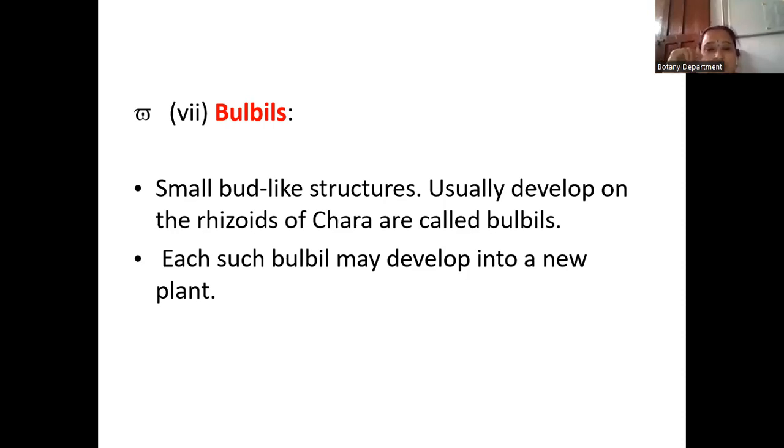What is the structure of a bulbil? They are very small bud-like structures. These are usually developed on the rhizoids of Chara. These are called bulbils. Each bulbil may develop into a new Chara plant.